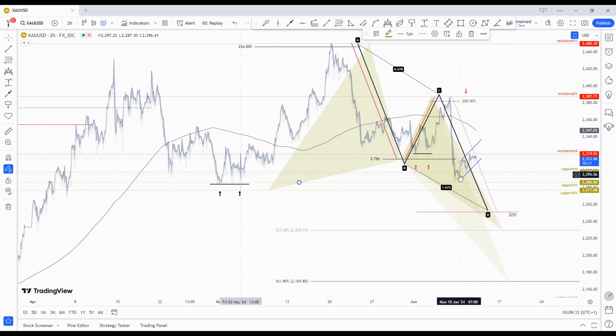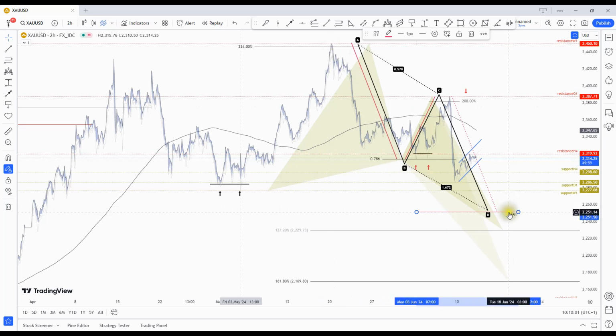A bearish flag pattern usually breaks in the direction of the previous move. So if it is a bearish flag pattern, we assume there was a bearish swing to the downside before, and we assume there will be a next swing to the downside after breaking the flag pattern. If that happens, of course, we will pay attention to this price zone, 2251.